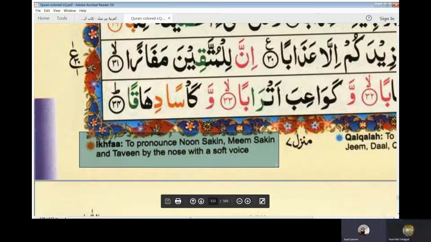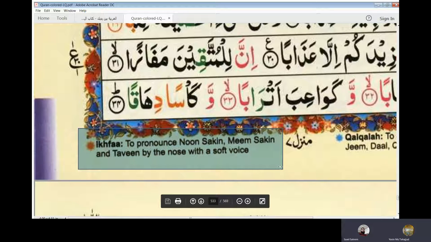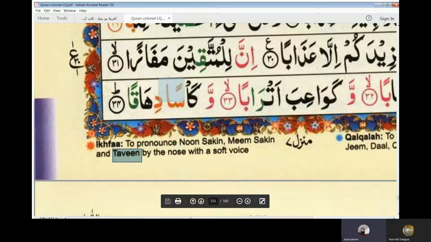Ikhfa means on all the orange colored alphabets you will do ikhfa, okay? Then what is ikhfa? It is written here. Read this. To pronounce noon sakin, meem sakin, and tanween by the nose with a soft voice. Example is here. So you will pronounce this alphabet with the nose, with a soft voice. And this soft voice should come from your nose.